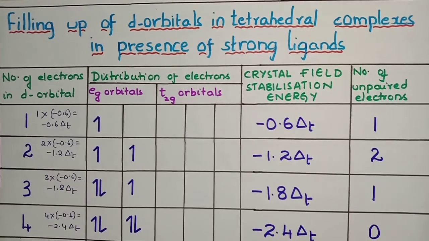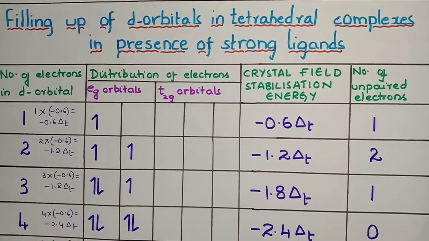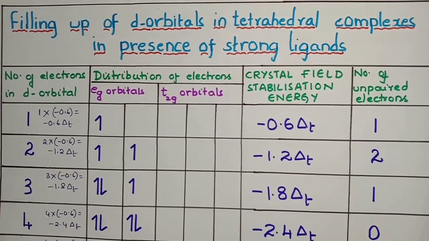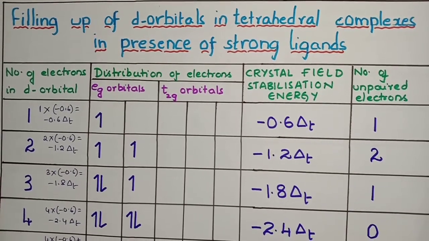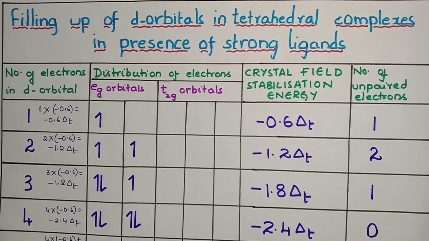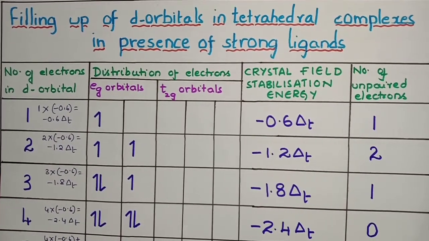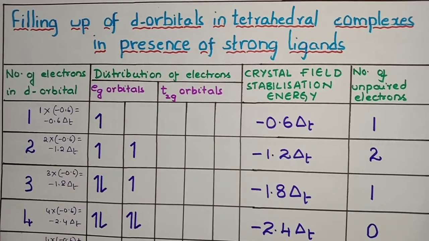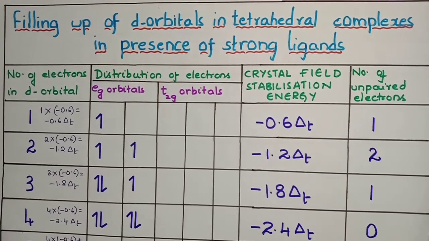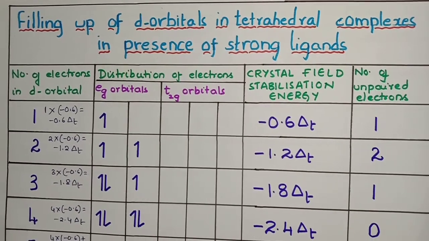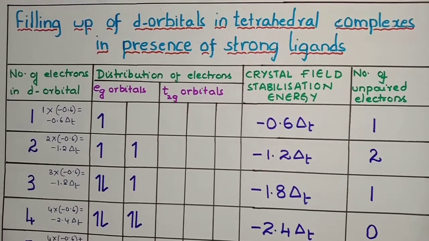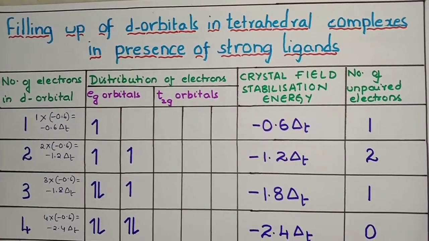In the previous class, we have learned about filling up of d orbitals in tetrahedral complexes in presence of weak ligands. In the present class, now we will be learning about filling up of d orbitals in tetrahedral complexes in presence of strong ligands, and calculation of crystal field stabilization energy, that is CFSE.